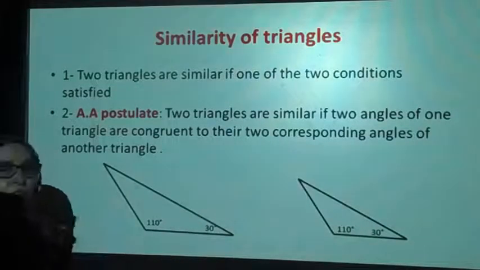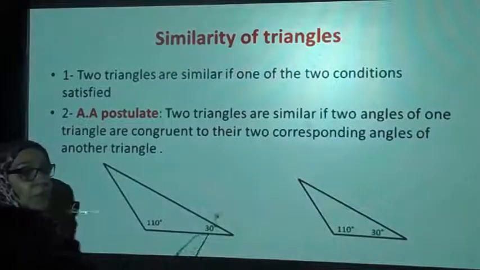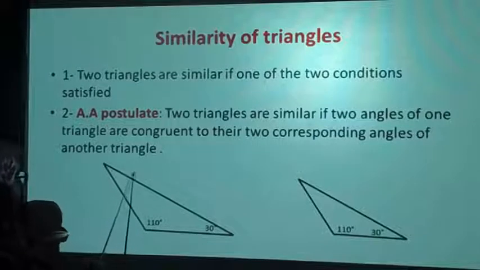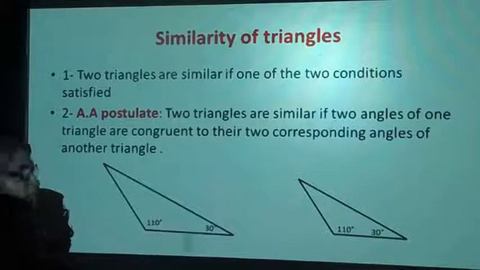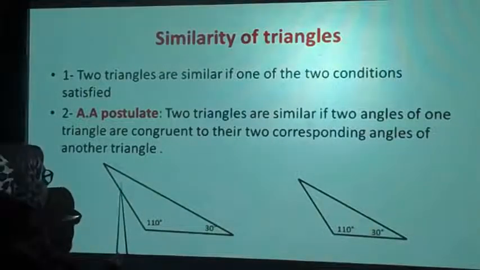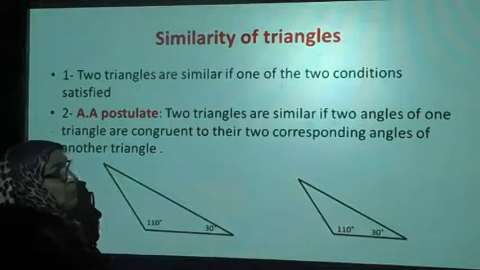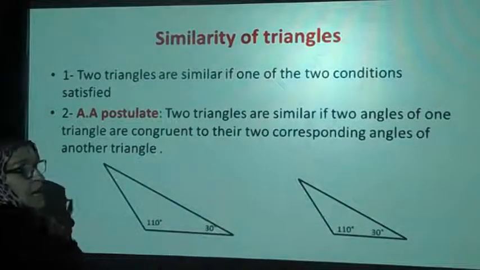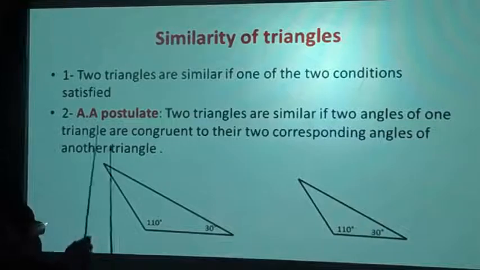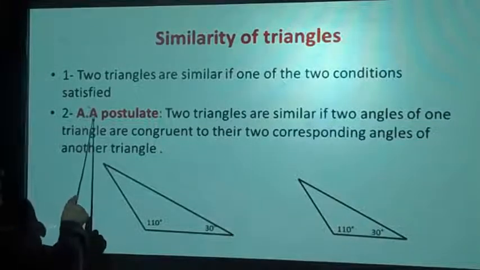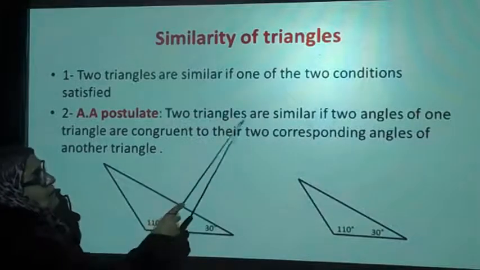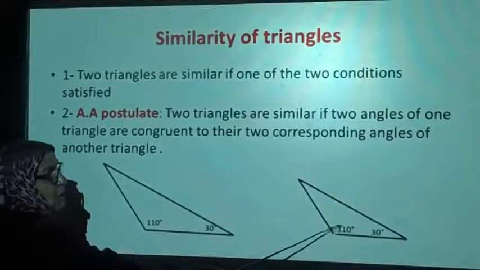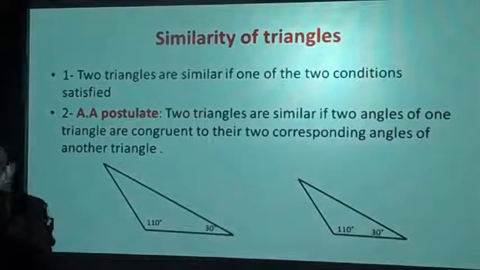All of us know that the sum of the measures of the angles of a triangle is 180. So I can calculate this angle by using the rule 180 minus 110 and 30. So this is going to be 40. And here it is the same. This is going to be 40. So the measures of the three angles are equal to the measures of the three angles. So two triangles are similar if two angles of one of them equal the measures of two angles in the other triangle.